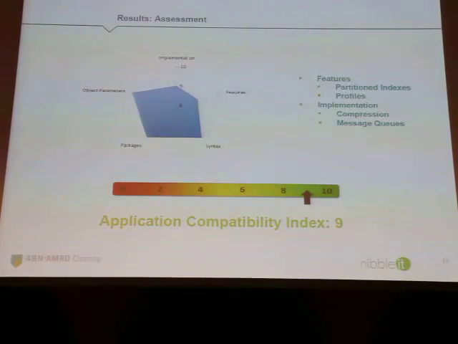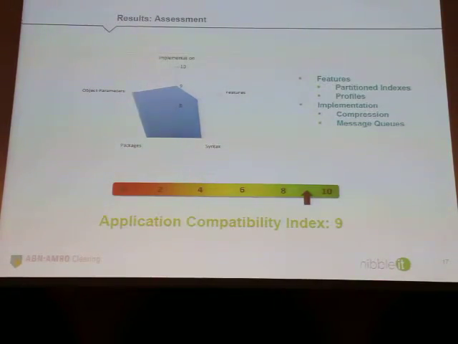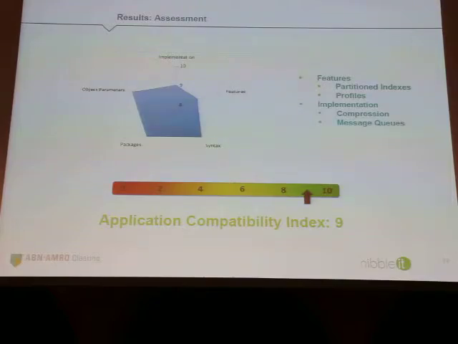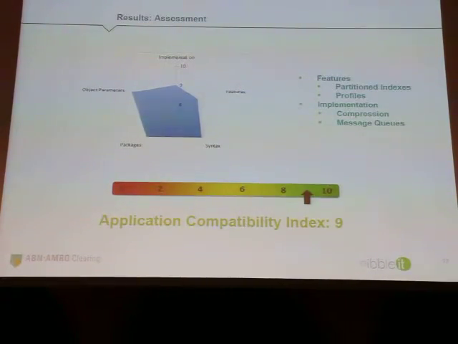If we talk about the implementation, Oracle supported compression, which was not used within ABN AMRO, so that was no issue, compression within the database. And with Oracle, you can use messaging within the database, which was taken outside of the database within ABN AMRO, so there was no blocking issue there.